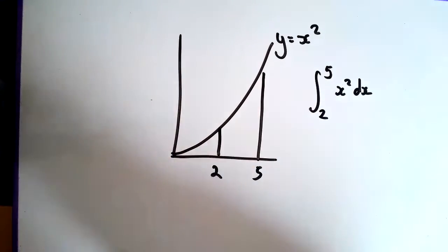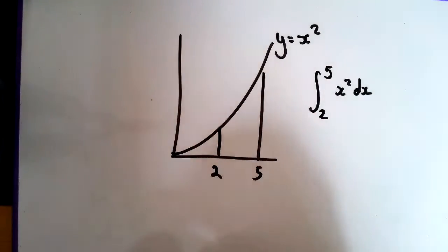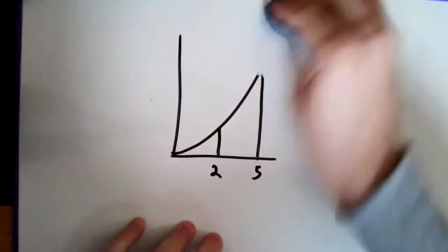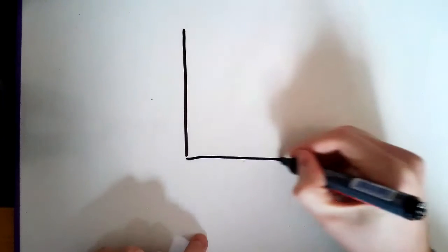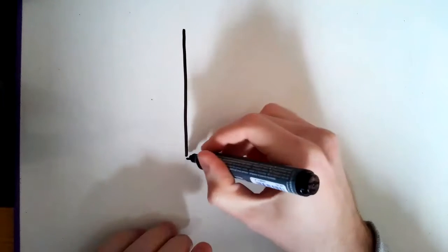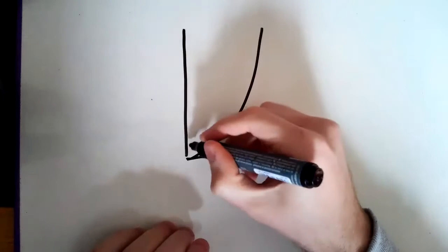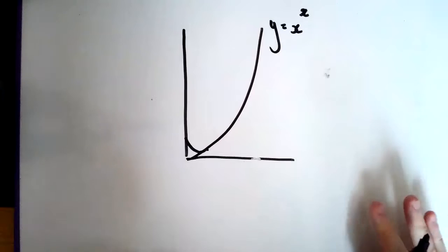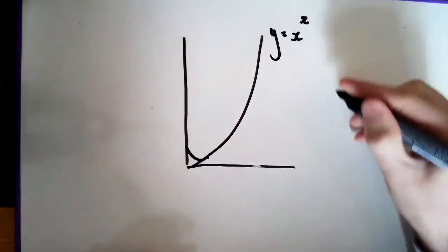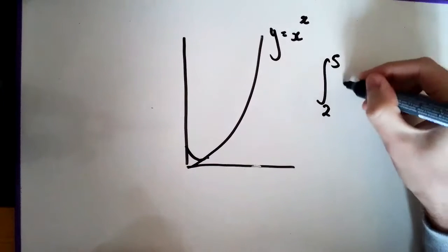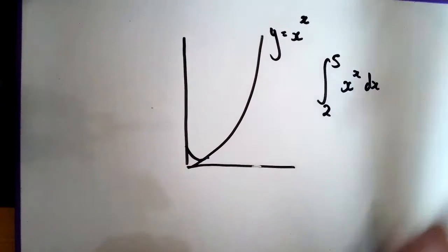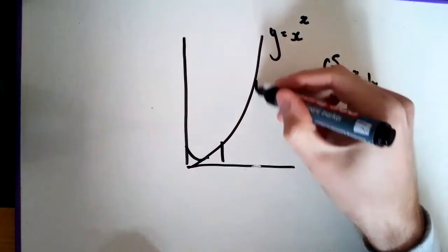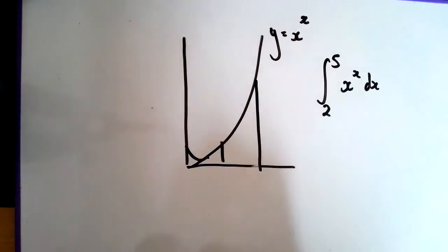Now, sometimes there are equations where we can't integrate. So something like this, it looks more like that. This curve, for example, y equals x to the power x. If we wanted to integrate that between 2 and 5, we can't do that using algebra. The only way to do that would be what we call numerical integration.